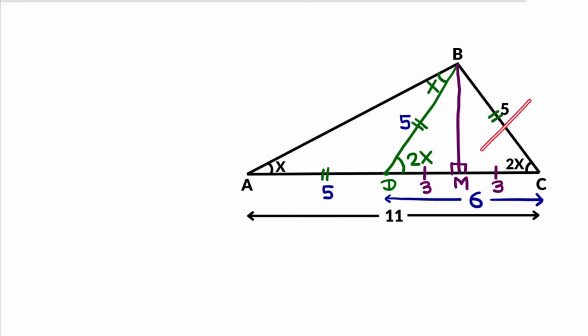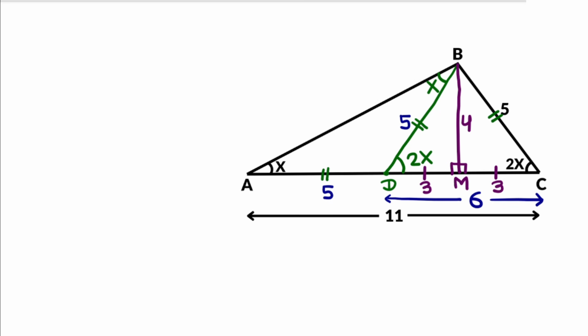Now, look at the small right triangle BMC. Its hypotenuse, BC, is 5 units. Its base, MC, is 3 units. That is the famous 3, 4, 5 right triangle. So the vertical height, BM, must be 4 units.